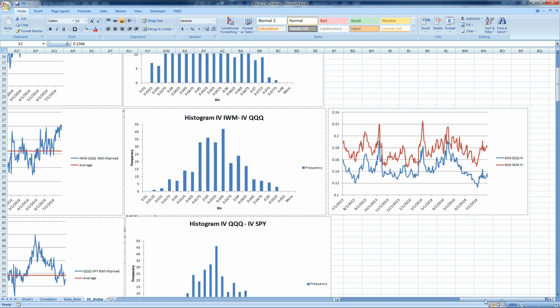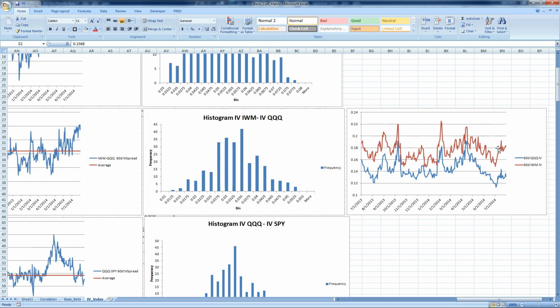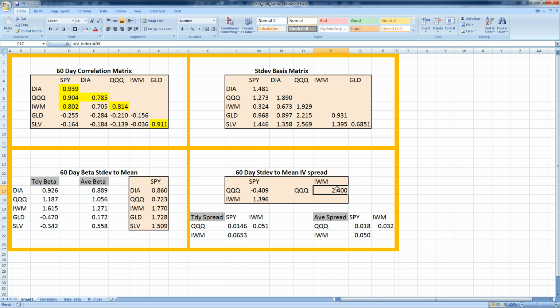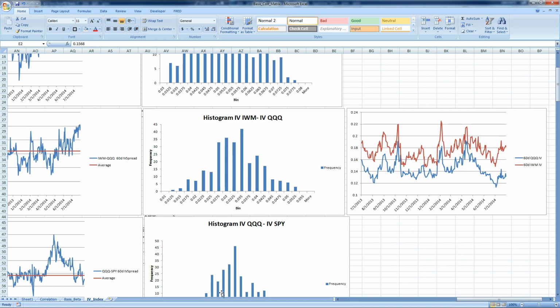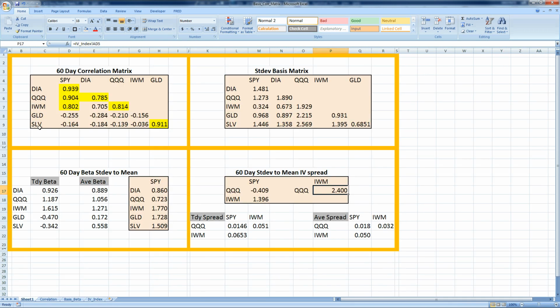So we have this spread as shown graphically here, and then if we remind ourselves back here, we can see it quantitatively in the number of standard deviations away from the average spread that we are. So where the conclusion comes in is basically by working our way through these four boxes. We have pairs of high correlation that are historically highly correlated and are highly correlated now. I'm using a 60-day basis. You can use whatever you want.